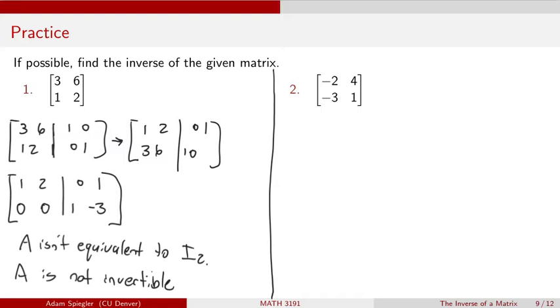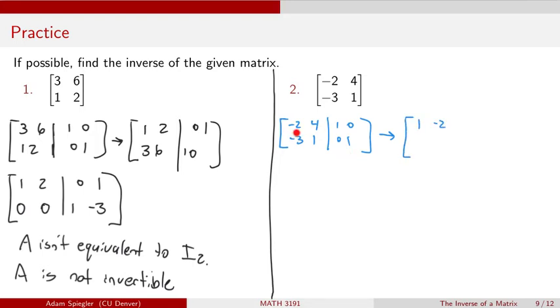Let's take a look at question number 2, applying this same algorithm. So in question 2, we have another 2 by 2 matrix that we want to find the inverse of. In this case, the matrix has a top row of minus 2, 4, and the second row is minus 3, 1. So to find the inverse of this matrix, we will set up the augmented matrix first. And so for the augmented matrix, we have minus 2, 4, minus 3, 1, and we have a little vertical line, and then we put the 2 by 2 identity matrix to the right of that matrix.